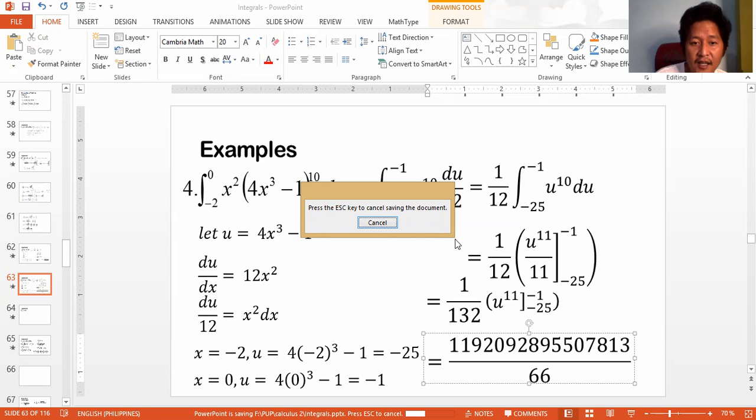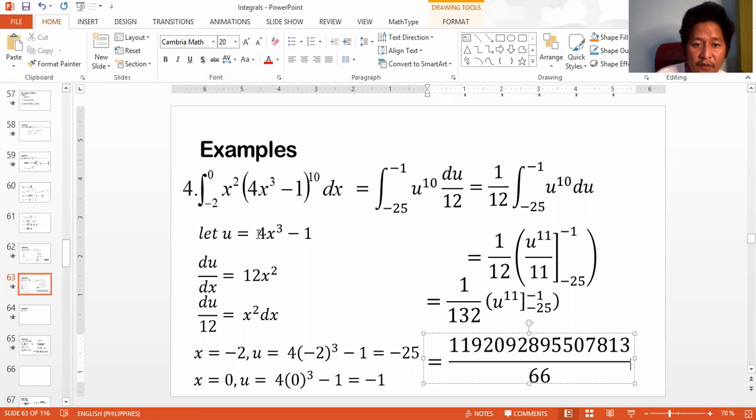Okay, so ang ginawa natin ulit ay, so first is nag-change tayo ng variable. So we let u to be 4x cubed minus 1. Tapos kinuha natin derivative. Tapos kailangan natin si x squared dx kasi may x squared dx tayo dito na kailangan palitan in terms of u. So solve natin si x squared dx. And then dito, pinalitan natin yung ating lower limit. Kasi yung lower and upper limit ay in terms of x yan, di ba?